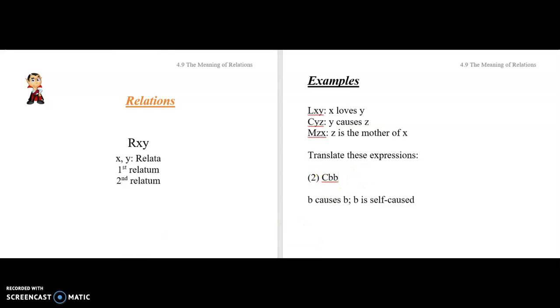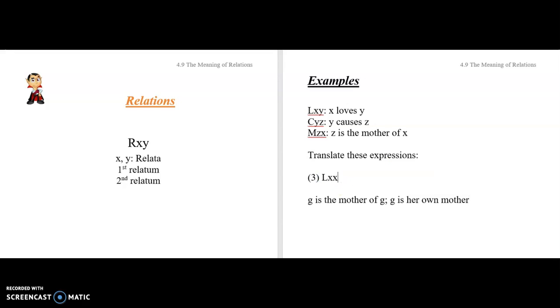Let's try some more. What's this one mean? This means G is the mother of G, or G is her own mother. Okay, you could think of it that way. Right, G is the mother of G. Okay, that's exactly what that means. All right, so let's keep going here.